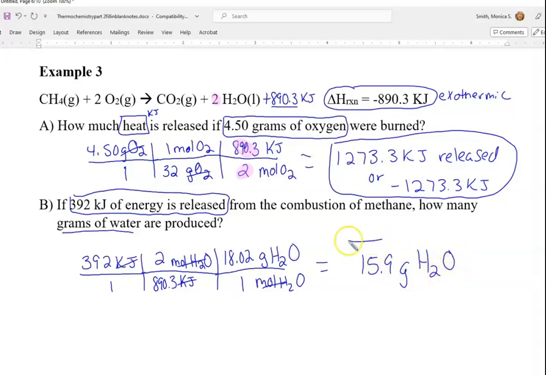You can't make these negative because you don't get negative grams. If you want to take care of the negative, this would be negative because it says release, and that would be negative, and those two negatives would cancel. So you don't really need to worry about the negatives at all there.